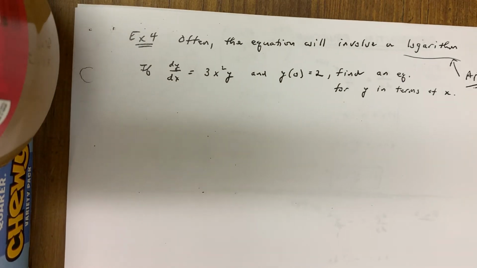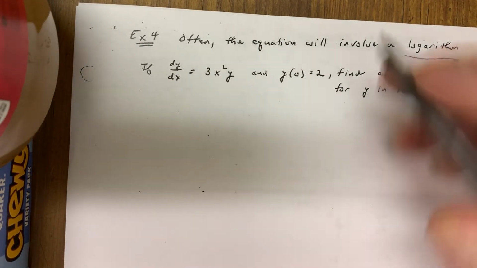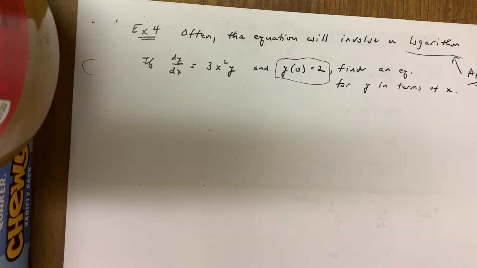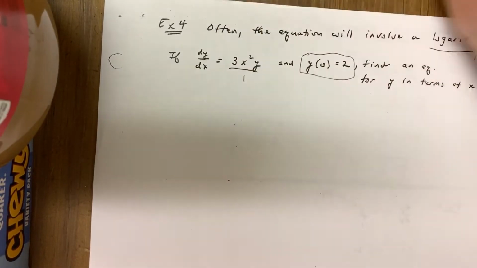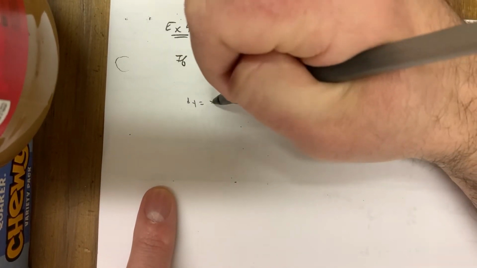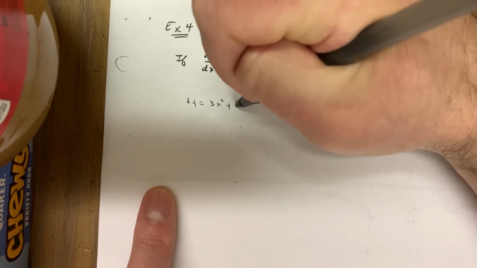We get dy over dx equals 3x squared y, and they give us an initial condition. They want us to find an equation for y in terms of x. Okay, so we need that particular solution. Cross multiply, put the dy on the left-hand side: dy times 1 is dy equal to 3x squared y dx.